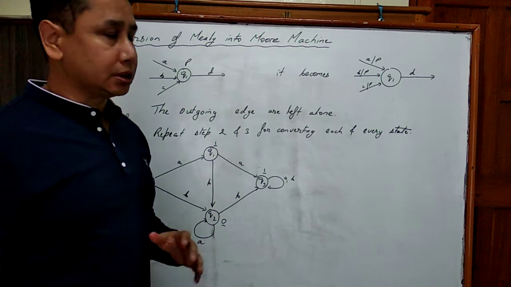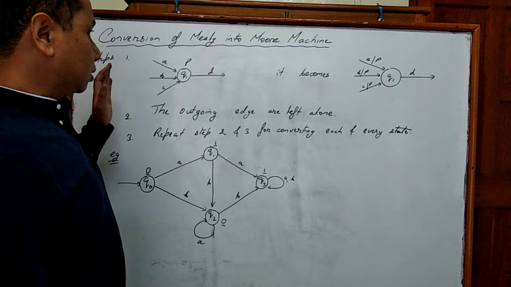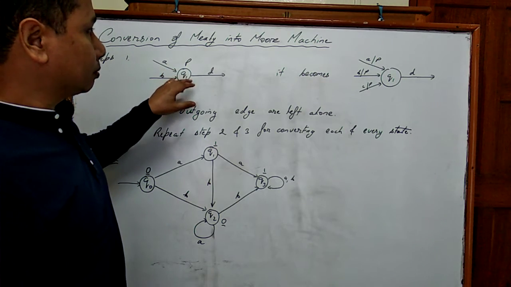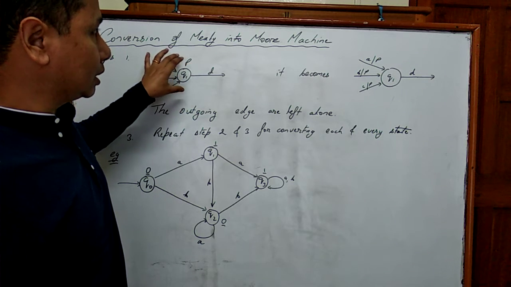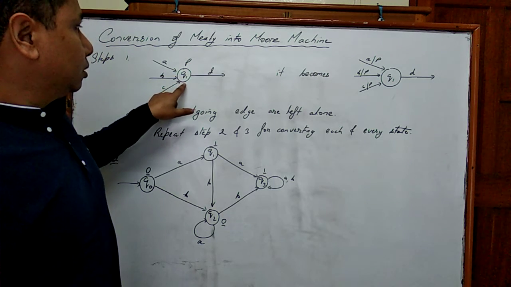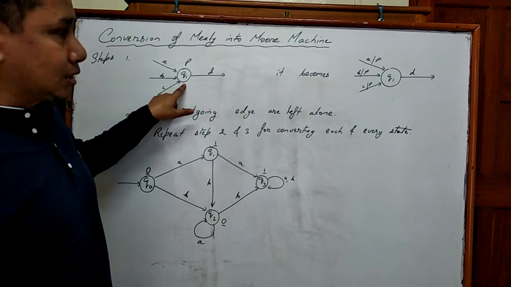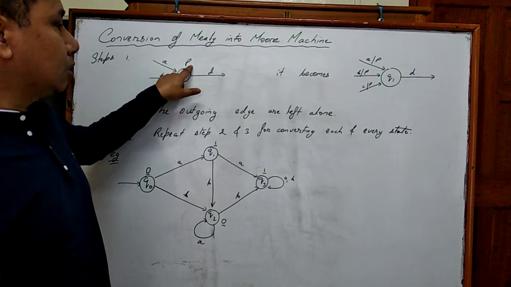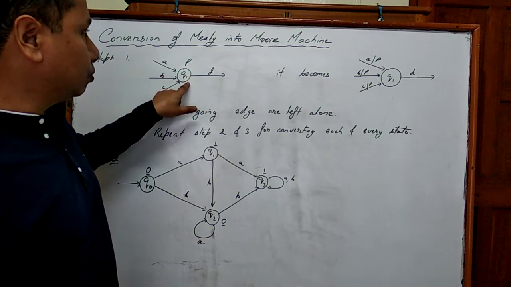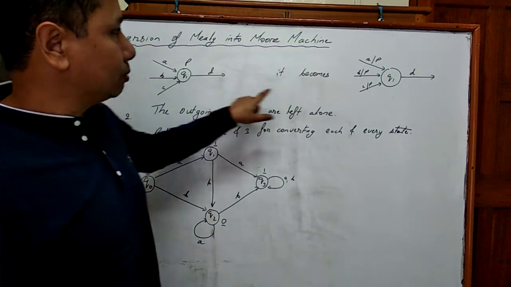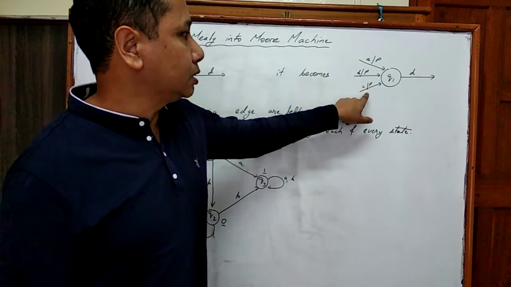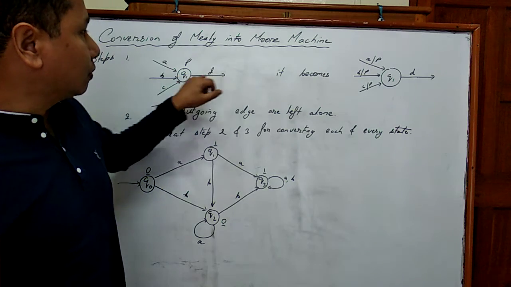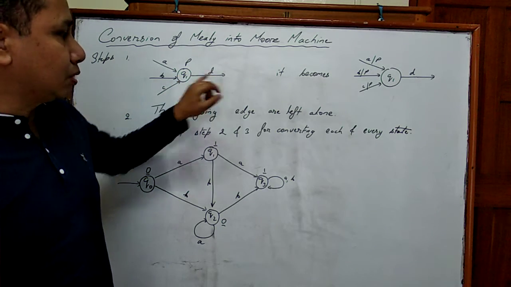Now the procedure is there are three steps involved in it. Now if you see here, the first step: I've given as an example Q1 as a state, and the incomings are A, B, C, and P is the output of Q1, then that can be changed to A/P, B/P, C/P of Q1. And if you see, the outgoing from Q1 is D.